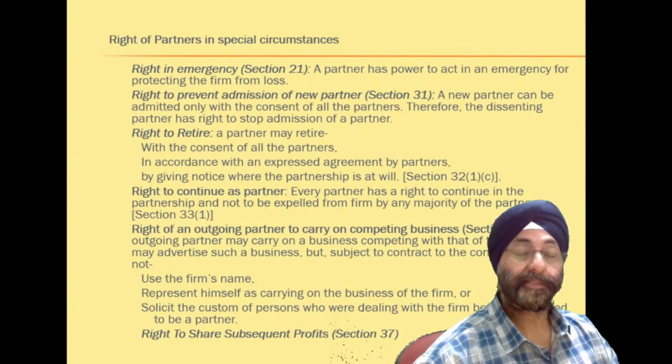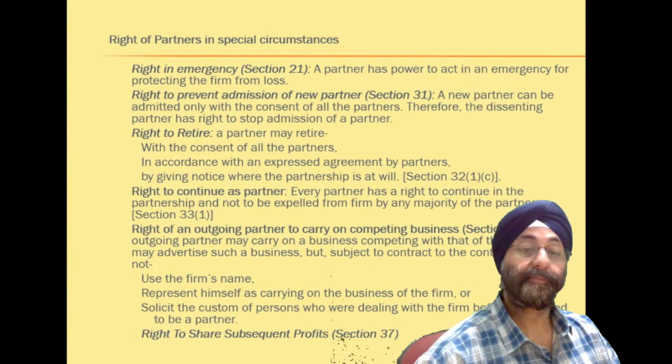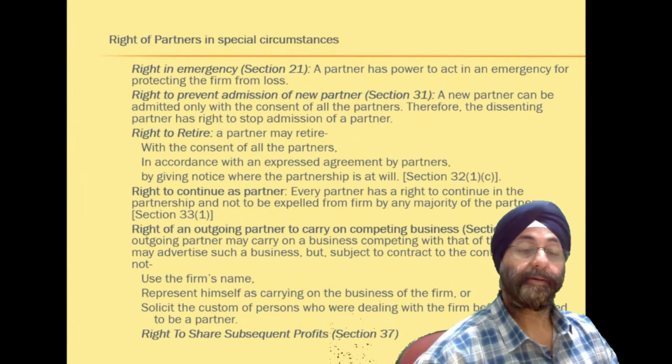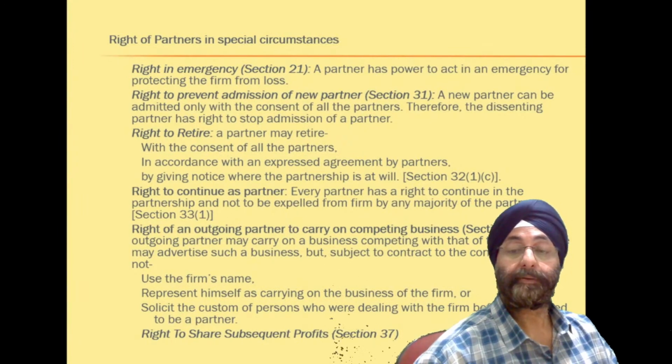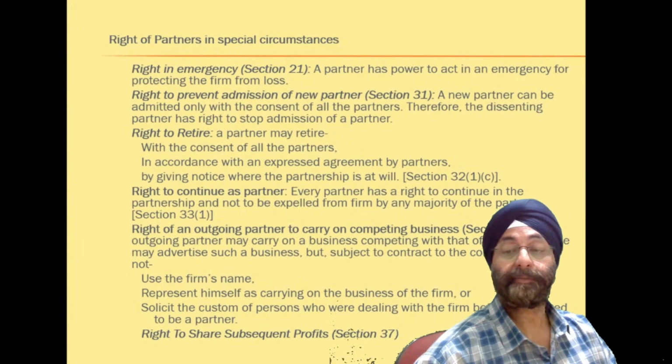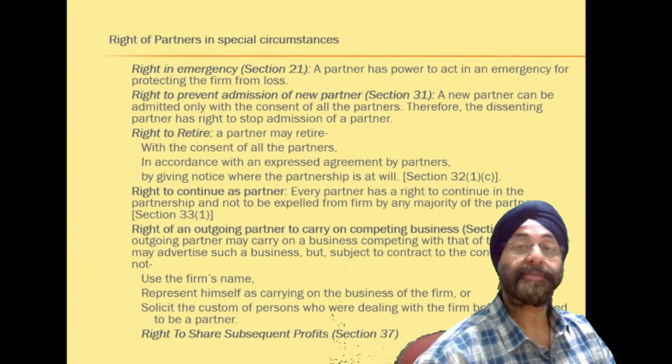A right to continue as a partner. Every partner has a right to continue in the partnership and not to be expelled from the firm by any majority of the partners. A right of an outgoing partner to carry on a competing business, section 36. An outgoing partner may carry on a business competing with that of the firm, and he may advertise such business.